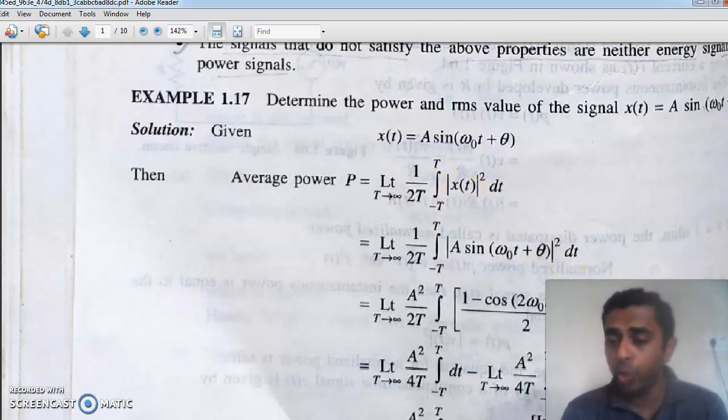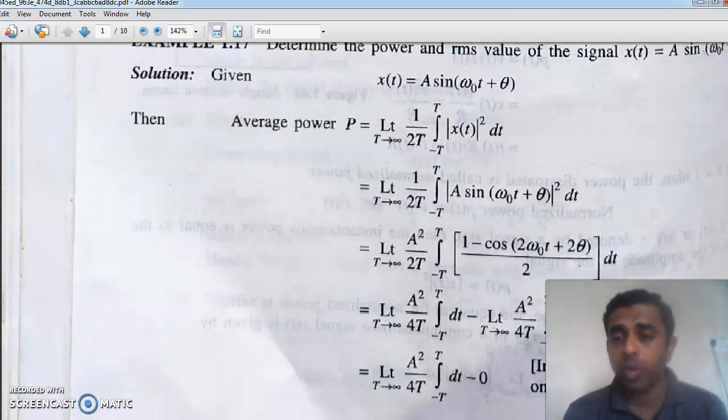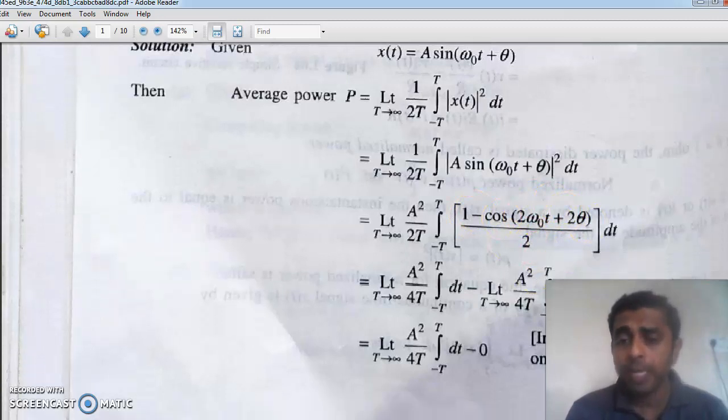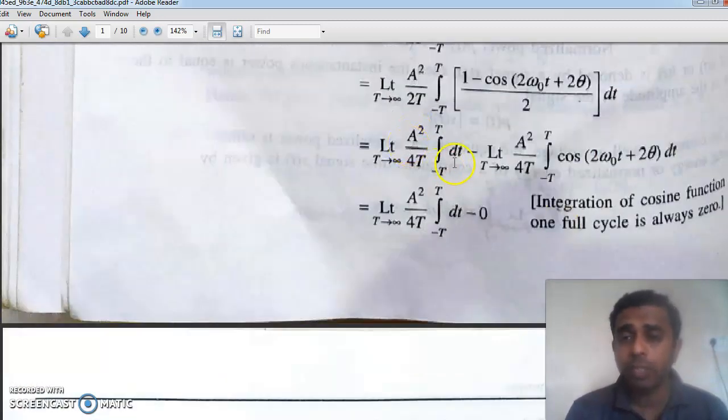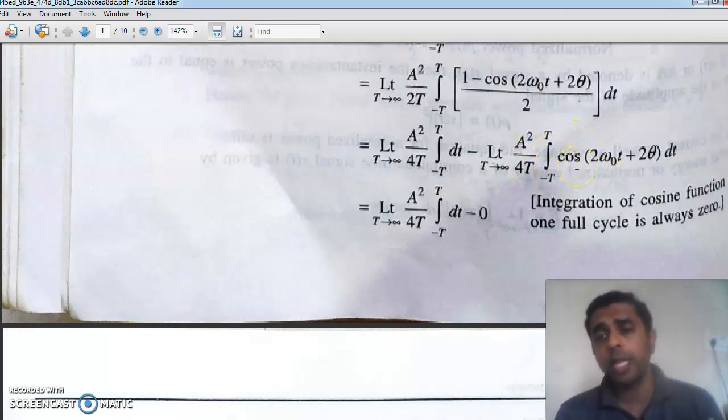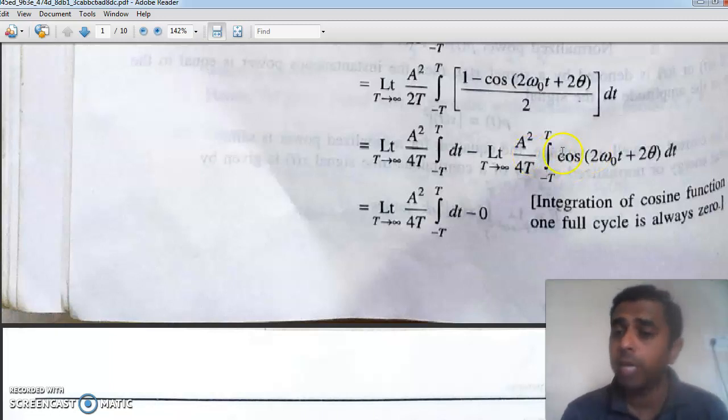And you know what is sine square theta. It is (1 minus cos 2 theta) by 2. You apply that one, then open the integration. This is the first component and this is the second term, and you see that you are performing the integration over a complete cosine waveform. When you perform the integration over a complete cycle for a cosine or sine waveform, this term becomes 0. So this is 0, and this is 1.